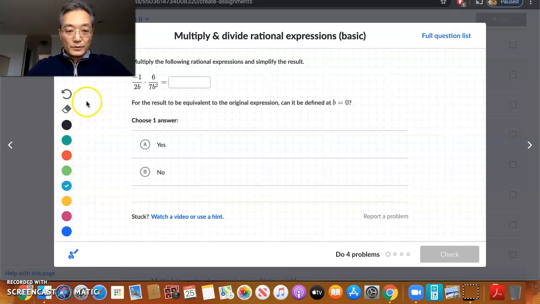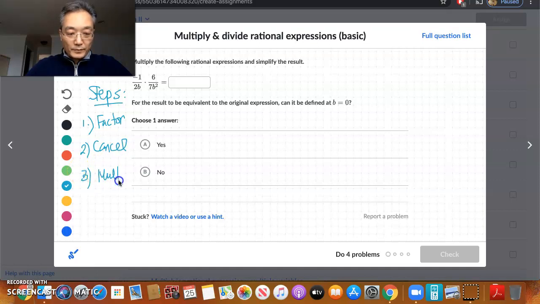Here are the steps, and the steps involved are: factor, cancel, and multiply across. So let's follow these steps on this first problem.